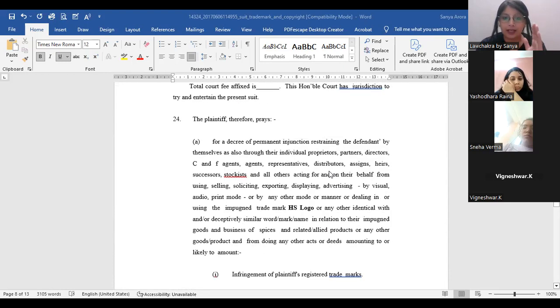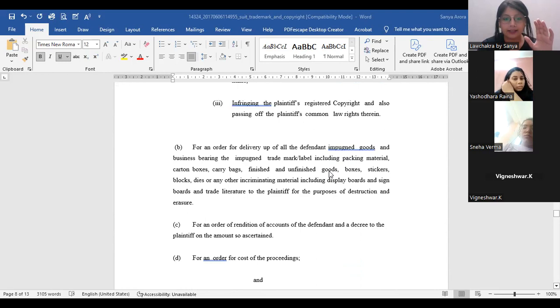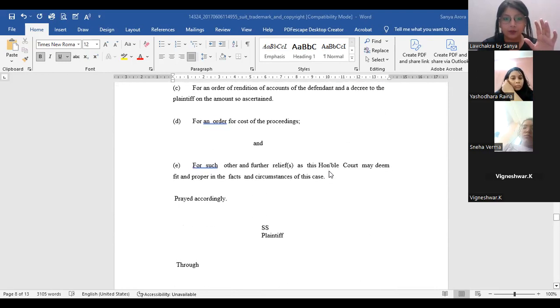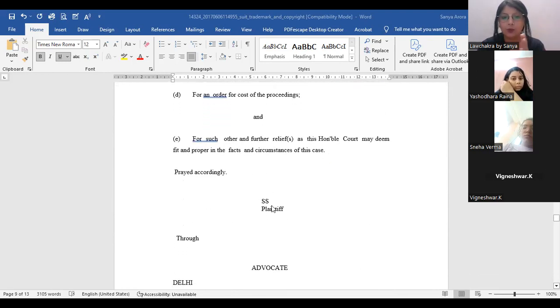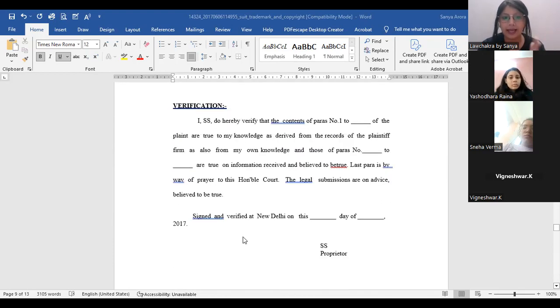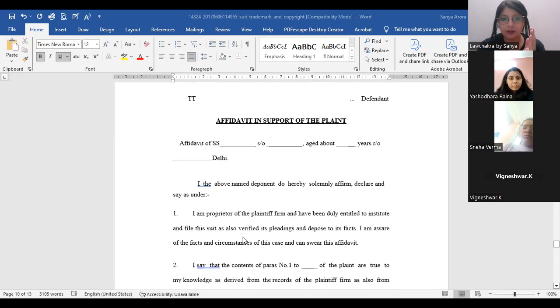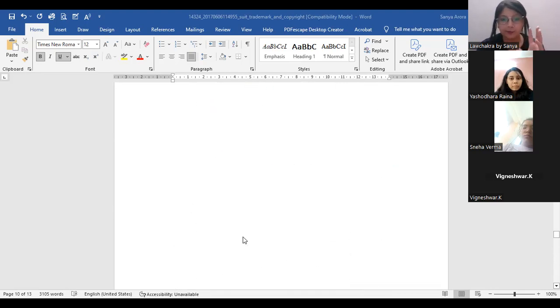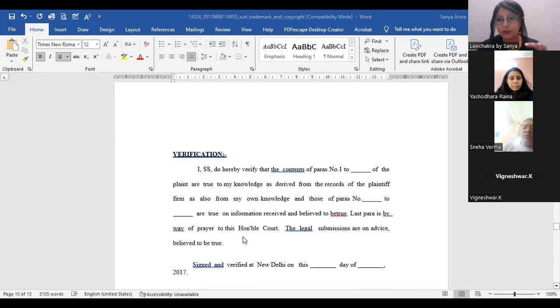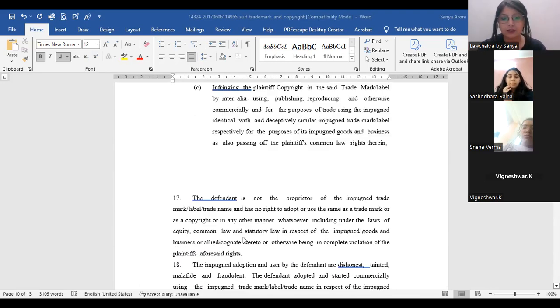And then we go on to the last paragraph, which is the prayer clause. And in the end, we go talking about who has filed the plaint, through whom the plaint has been filed, the place and the date and the verification. And then we have the affidavit. Right now, I just want you to remember this structure. I don't want you to get into the intricacies of it.